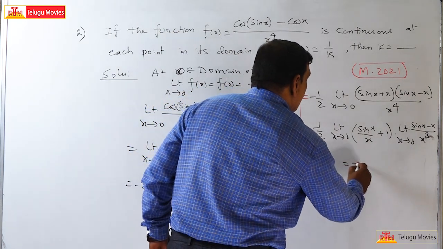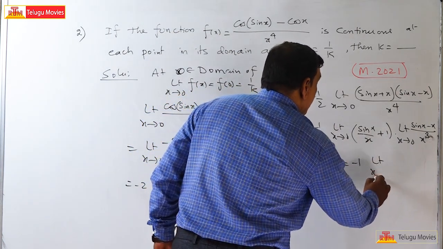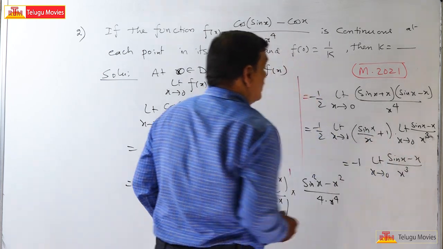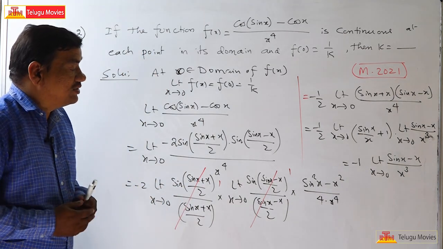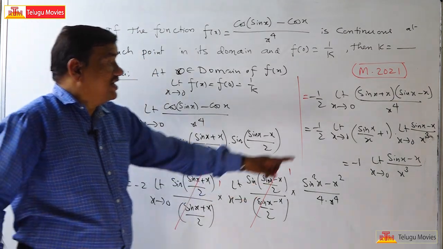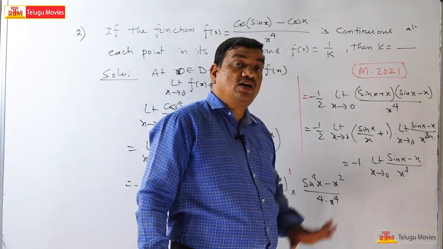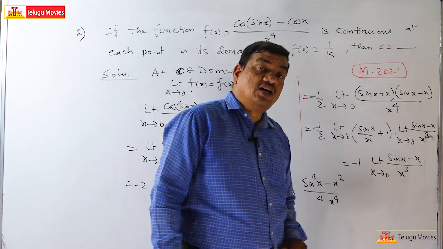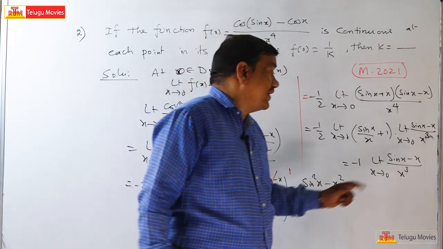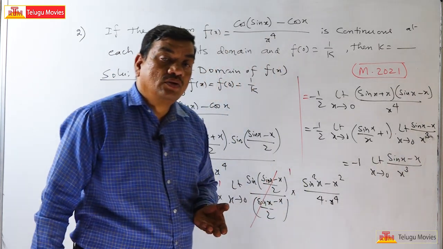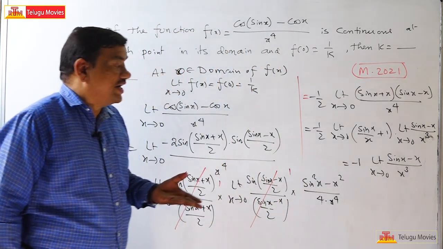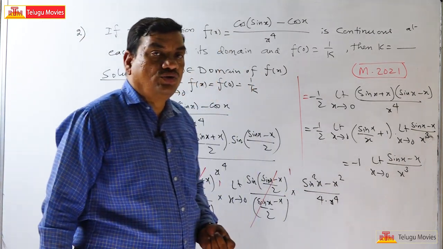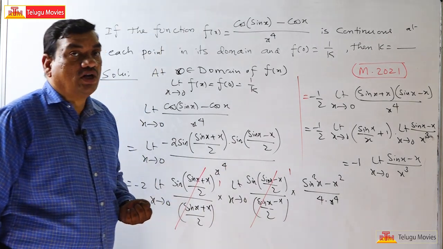So this is equal to minus 1 into limit x tends to 0, sin x minus x by x cube. Let us find out this value. The one and only thing, very easy process is, you can do the L'Hospital rule, since 0 by 0 form you are getting. L'Hospital rule we can do, otherwise you can write down the sin x series.